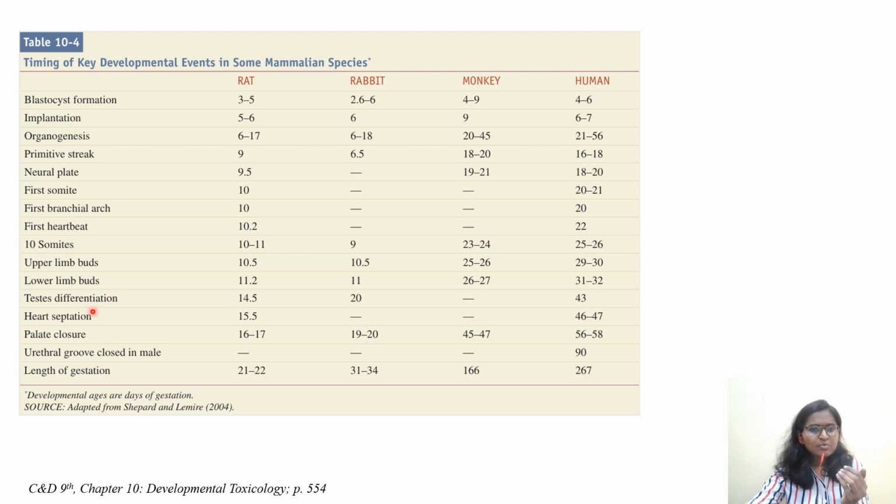But at least remember palate closure. In the case of rat, it is 16 to 17. Rabbit, it is 19 to 20. Monkey, 45 to 47. And in the case of human, it is 56 to 58. Okay. Length of gestation, try to remember. And among other important things, I think neural plate is also very important. Implantation, blastocyst, all are in a way important only. Okay. So let's move to the next slide.